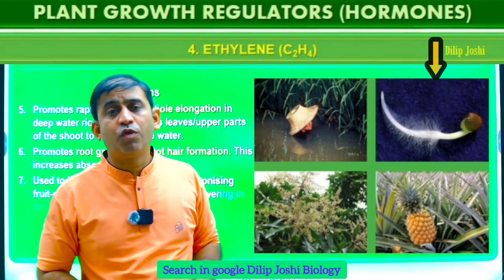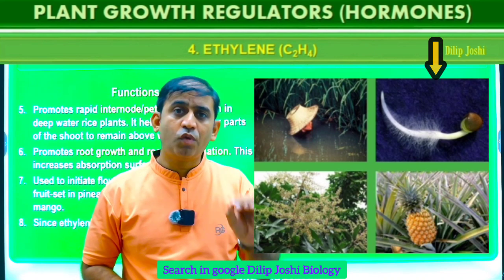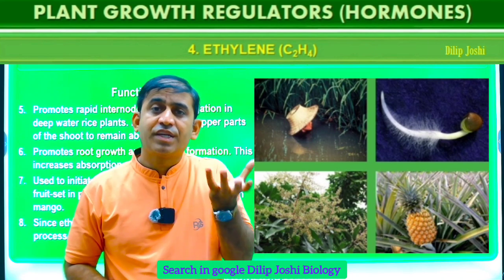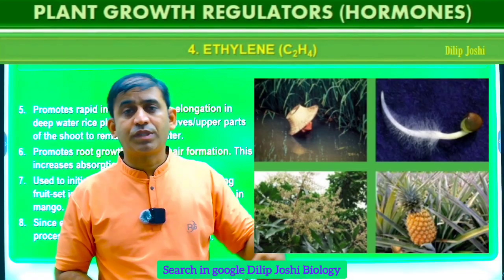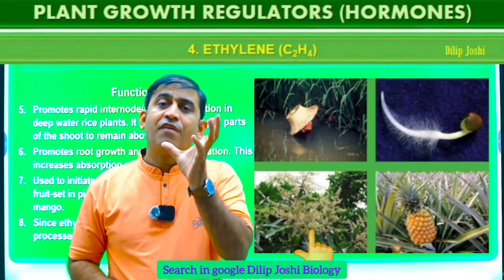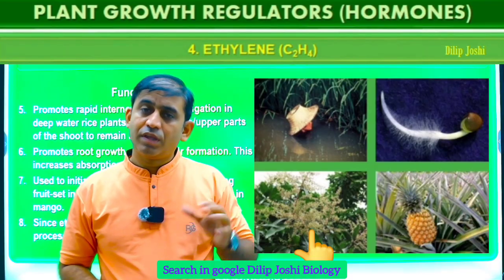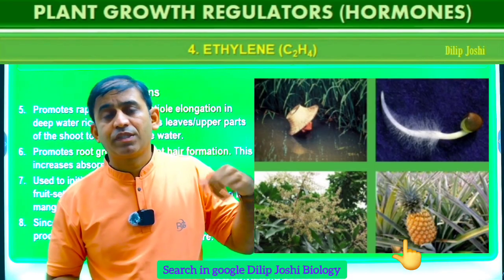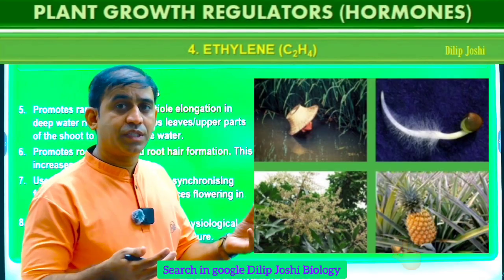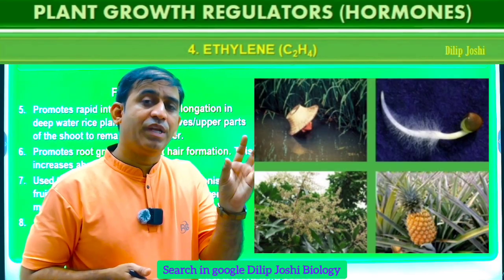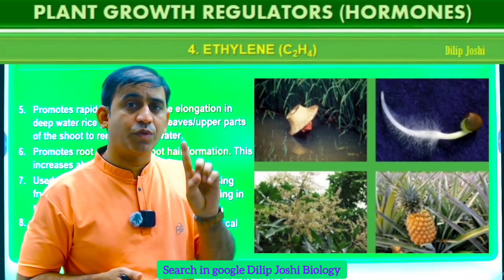In the second photo, you can see the growth of root and root hairs. Root hairs increase the surface area for absorption. In the third photo, you can see the flowering in the mango. In the fourth, you can see the synchronization in the pineapple, synchronization of fruit. This pineapple is a composite fruit which is formed from many flowers. From many flowers, one fruit is going to form.